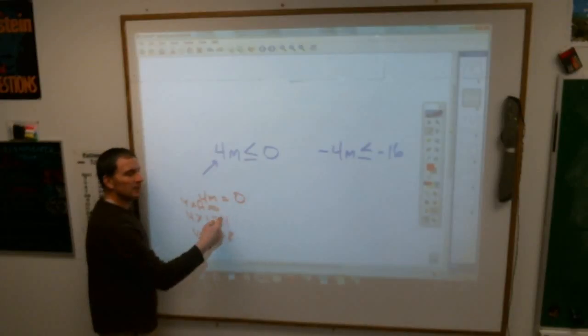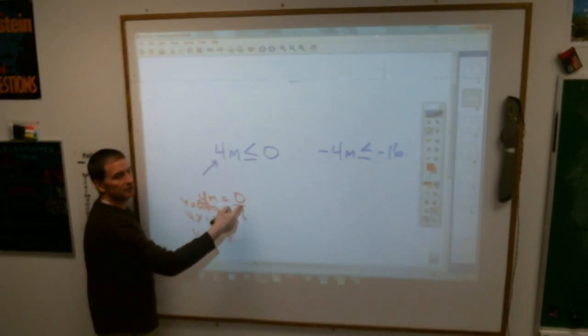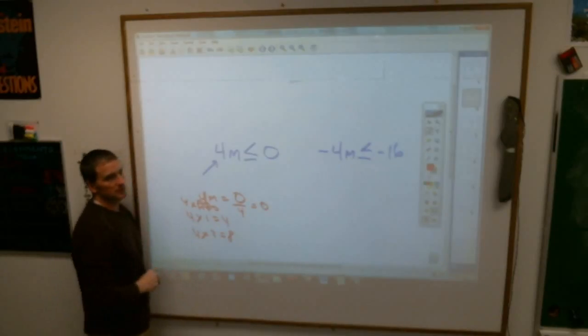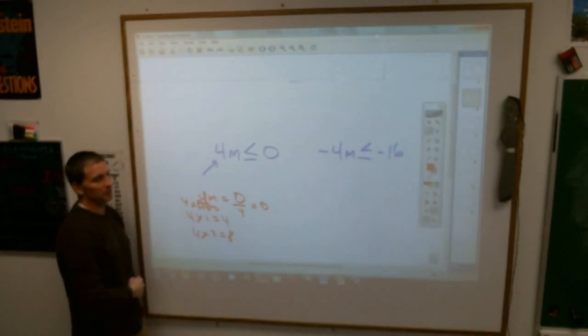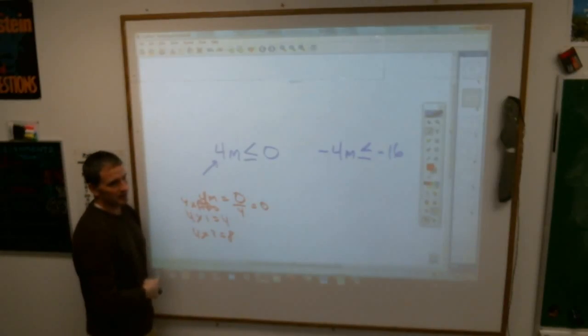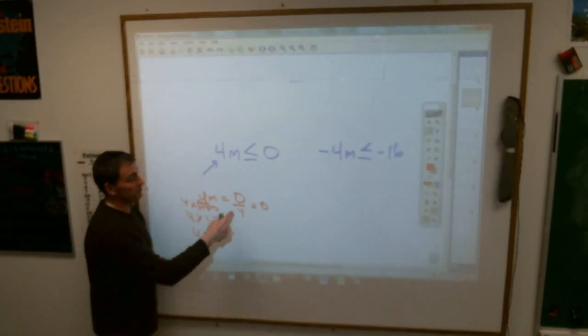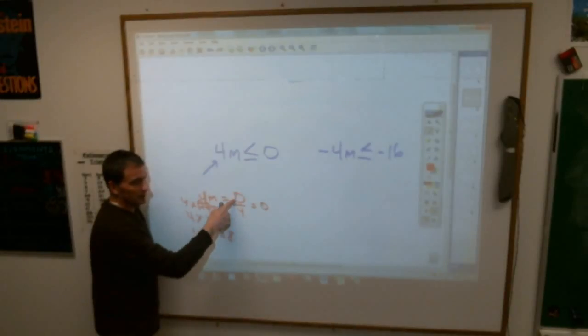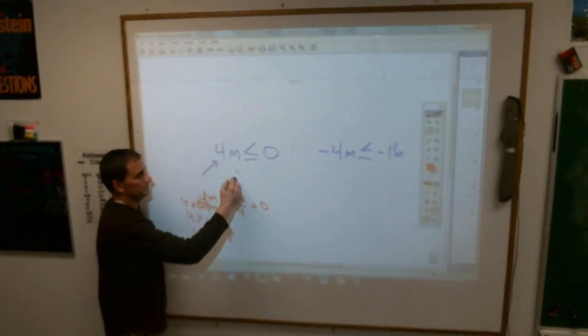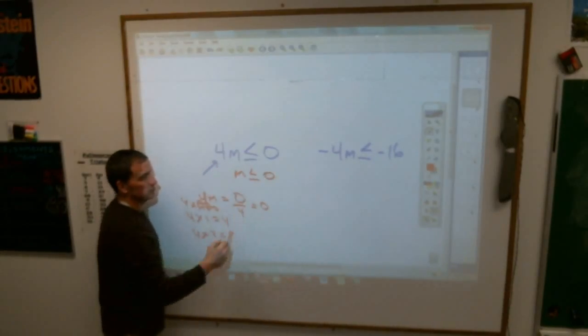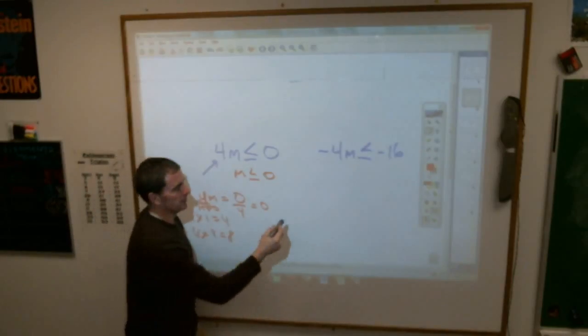Just like with an equation, get rid of the 4 by dividing by 4. 0 divided by 4 is 0. I guarantee you did that probably in 3rd, 4th, 5th grade. You can't divide by 0, but I can divide 0 by 4. I can't do it the other way around, but I can do this. So m is less than or equal to 0.